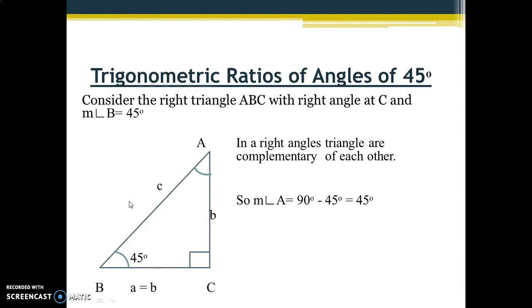Now we will apply the Pythagoras theorem on this right angle triangle, because we want to find the trigonometric values of this particular triangle. So let us see what we get when we apply the Pythagoras theorem. We can say that c square is equal to a square plus b square, which is the hypotenuse square is equal to the sum of the squares of the two sides. Here I can say that since a is equal to b, I can write a square as b square. How is a equal to b? We have seen it in the previous slide. So I have just written b in place of a. b square plus b square is equal to 2b square.